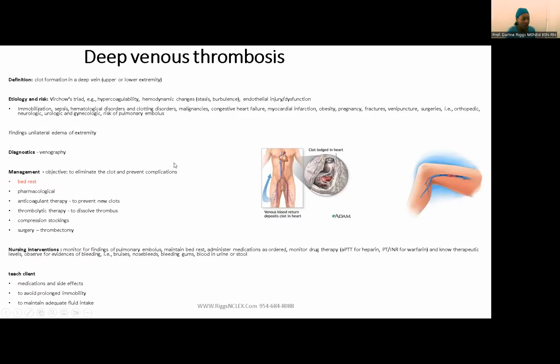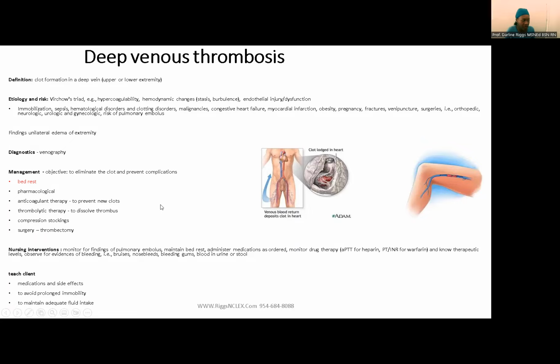Okay, so that's a beautiful picture of that. You can see why now the client should be on bed rest. We don't want this dislodging and moving and blocking the pathways. A number of causes, again, for these. We can prevent some of it, some we cannot prevent, so we would monitor. So bed rest, bed rest, bed rest.